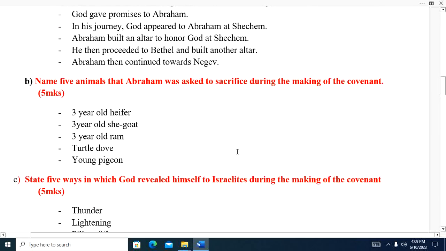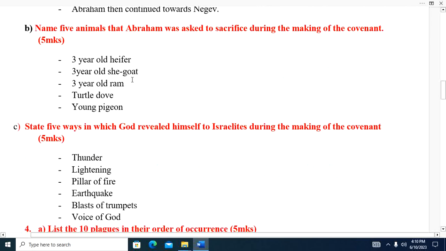Question, the next one. Name 5 animals that Abraham was asked to sacrifice during the making of the covenant. This question they repeated very many times. 5 marks. So you must be very specific. If you fail on that, then you will not be able to get marks.